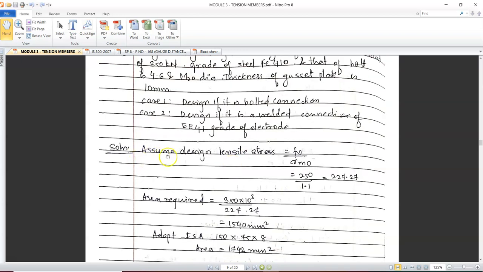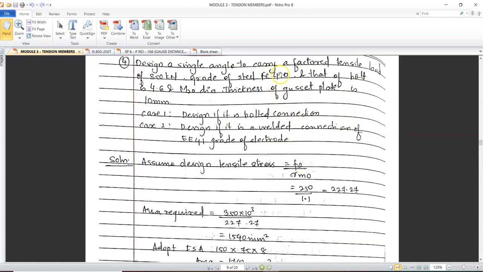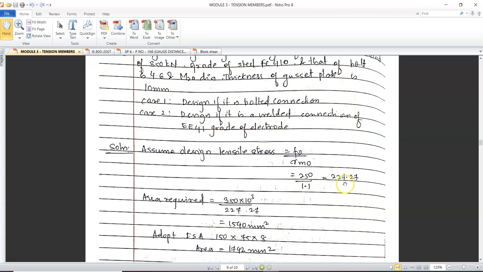Now coming to the solution, we have to assume the design tensile stress, that is Fy by gamma m naught. The grade of steel is Fe410. For this grade of steel, Fy is 250 and gamma m naught is 1.1. So 250 divided by 1.1 will be 227.27 Newton per square mm. This is the permissible design tensile stress.